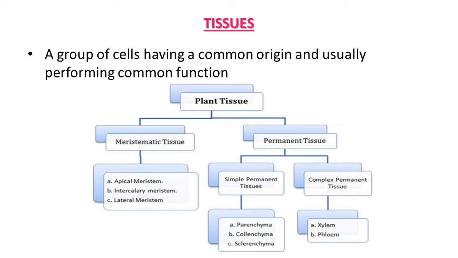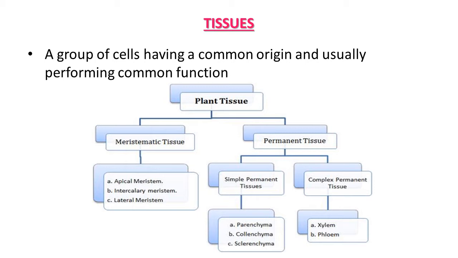Tissues. You are familiar with this word and you have already studied the different tissues in plants. Definition of tissue: it's a group of cells having a common origin and usually performing a common function. So this is the meaning of tissue. In plants, various types of tissues are present, and basically they are meristematic tissue and permanent tissue. So this way two main types of tissues are there in plants: meristematic and permanent tissue.